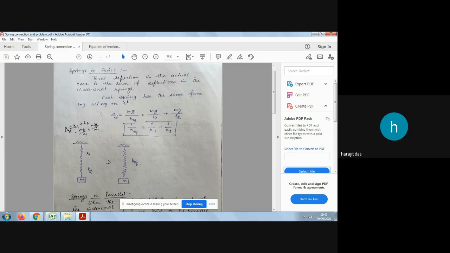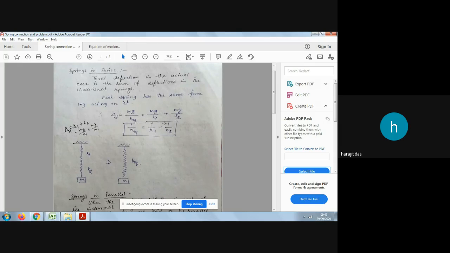The spring force, or the weight which the two springs feel, will be equal. So mg by K1 plus mg by K2, as it is written here. So the total deflection will be mg by K equivalent, which will be equal to the sum of the individual deflections.